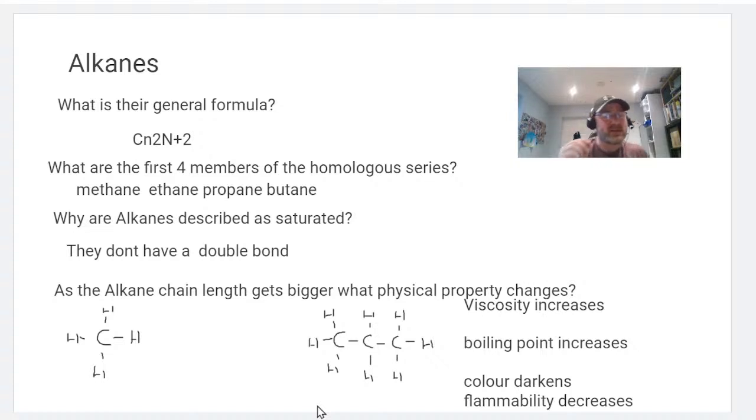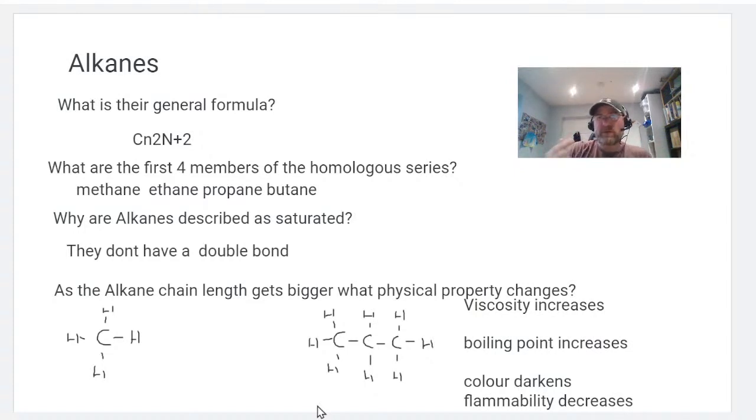So methane is more flammable and easy to light. Might make it a bit dangerous as a fuel, so we tend to use propane rather than methane. They're both gases, but propane is slightly less flammable, so it's not going to explode on you so much. Boiling point increases and viscosity increases. These are both gases, so it doesn't really count.